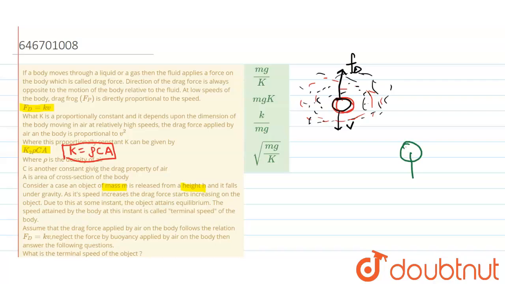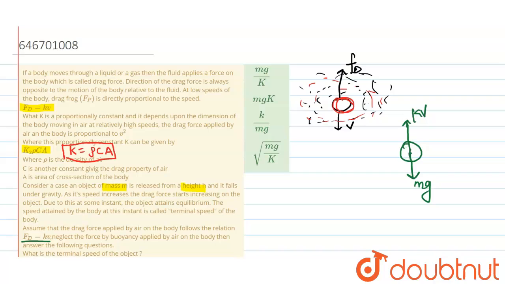Now, a force mg by the gravity will be applied on this object. It is falling free. Now, an opposite force will be applied, the drag force. The drag force is given that it will be equal to kV. Okay, a force of kV will be acquired.